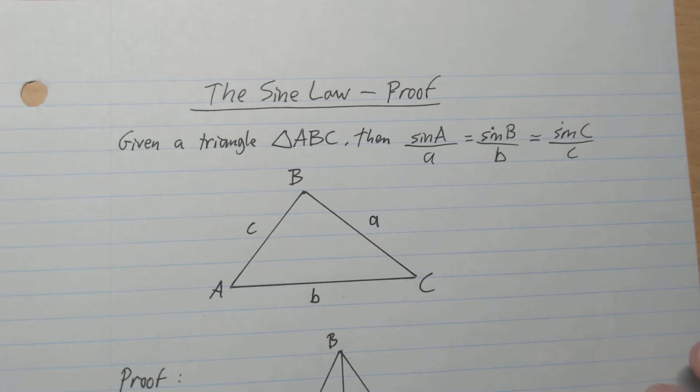Today we're going to look at a proof of the sine law. So just a reminder about the sine law: if we have a triangle ABC, then sine A over a equals sine B over b equals sine C over c, like that.